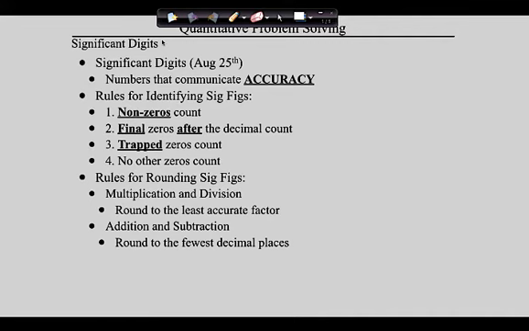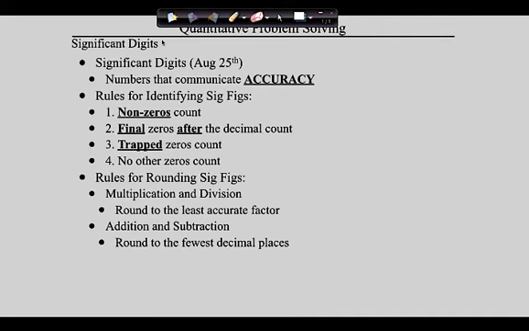What are the 3 types of significant digits? Non-zeros, final zeros after the decimal, and trap zeros. That's it, guys. No matter how complicated this was for you in the past, that's it. If it's not a 0, it counts. If it's a final 0 after the decimal, it counts. If it's a trap 0, it counts. Nothing else counts. So guys, if that isn't ringing with you, go back and watch the screencast.